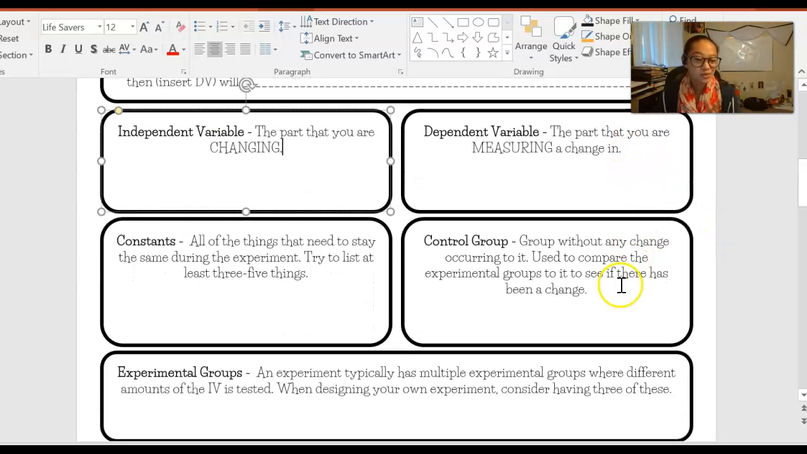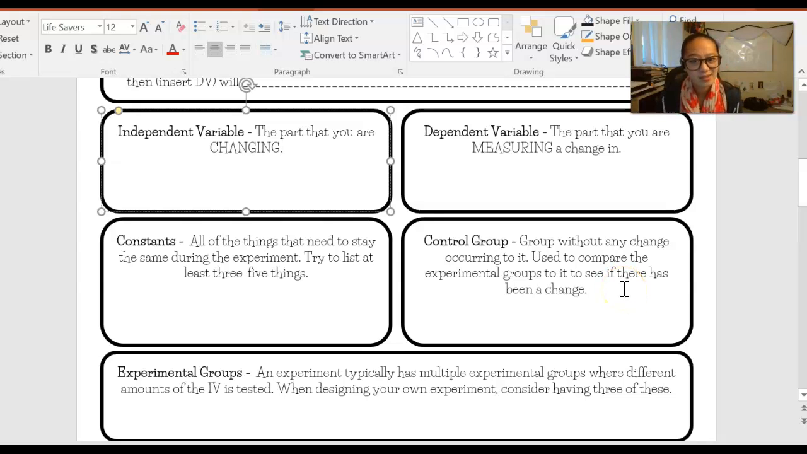You also want to think about, when you're designing this experiment, what constants you are going to have. What are the things that are going to stay the same during the experiment? Are you going to keep them out for the same amount of time? Are you going to set them out at the same time of day? Are you going to try to keep them at relatively the same temperature? Are you going to keep them at the same level? Are they going to be facing the same way? So what are the constants that you're going to have in this experiment?